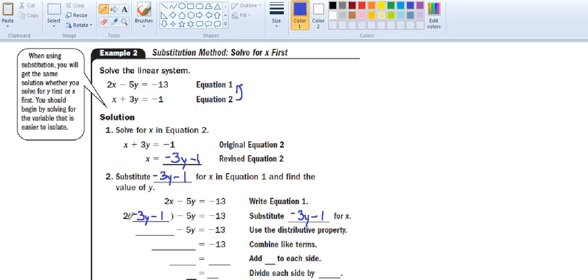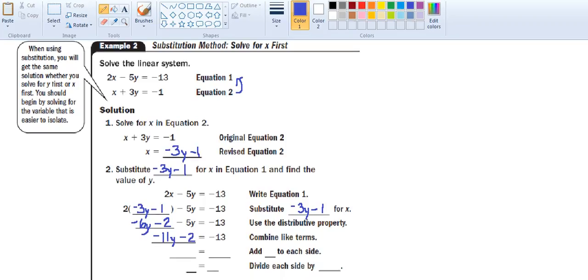Now let's do the distributive property. Here's what we have. We've got positive 2 times negative 3y is negative 6y. Positive 2 times negative 1 is negative 2. And here's the negative 5y and the negative 13. Let's put the y's together. There's a negative 6y and a negative 5y. When you put those together, you're left with negative 11y minus 2. So we've combined like terms.